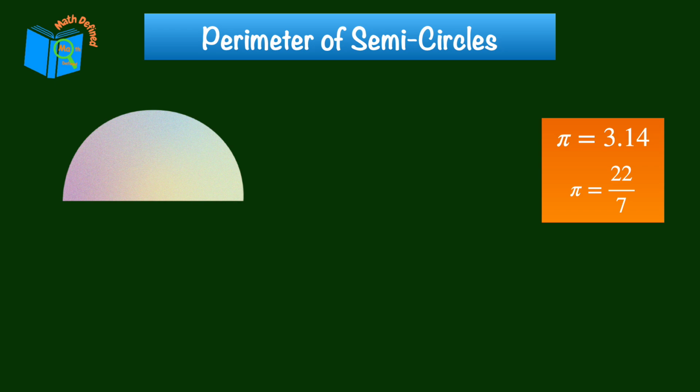Think about it. A semicircle has a curved part, which is half of a circle's circumference, and a straight part across the bottom. That straight part is actually the diameter. To find the total perimeter, we'll need to add both the curved part and the diameter together. So we'll need to adjust our circumference formula a little bit. To find the perimeter, we'll need to find the length of the curved part of the semicircle by multiplying pi times the diameter. And then, since the curved part is half of the circumference of a circle, we'll divide this by 2.